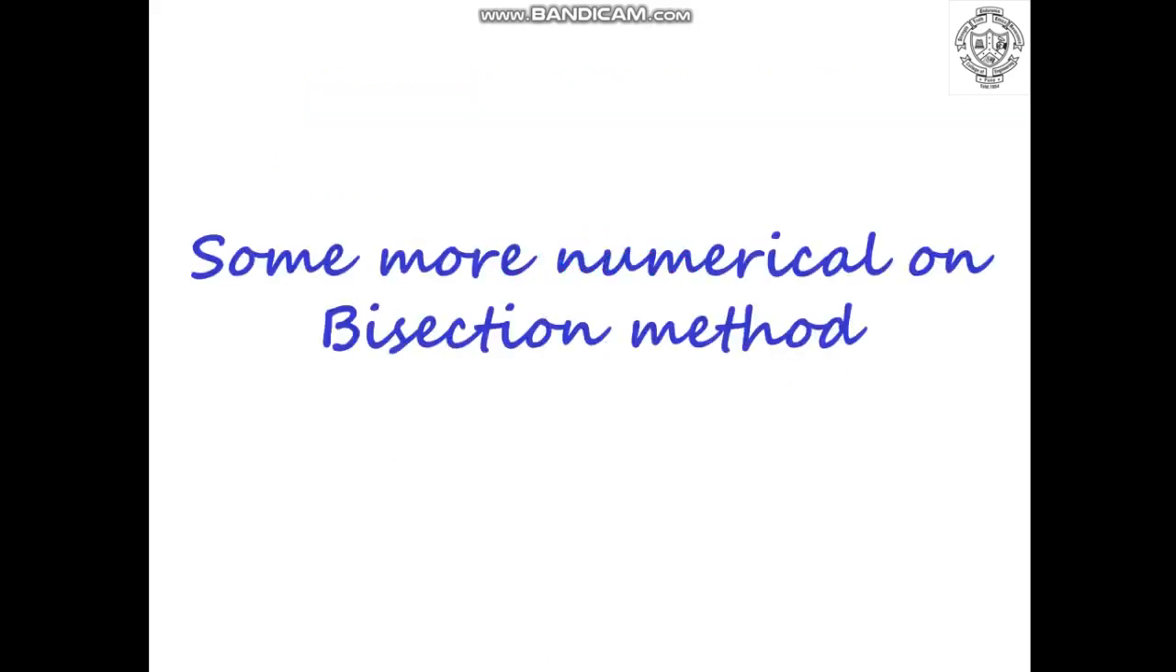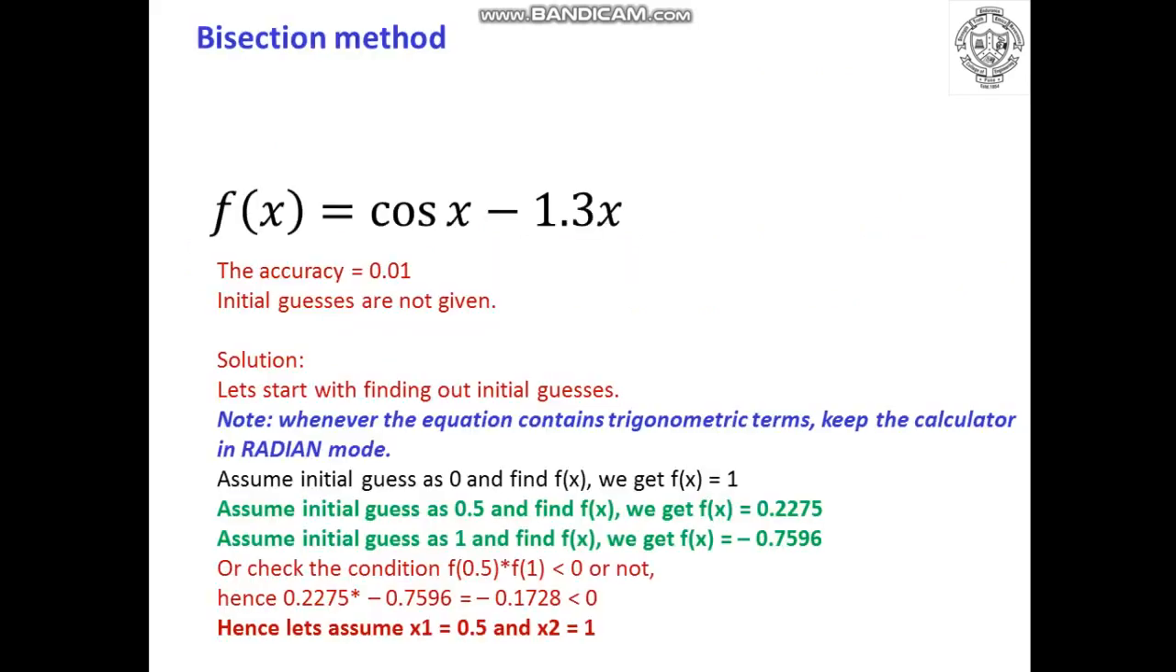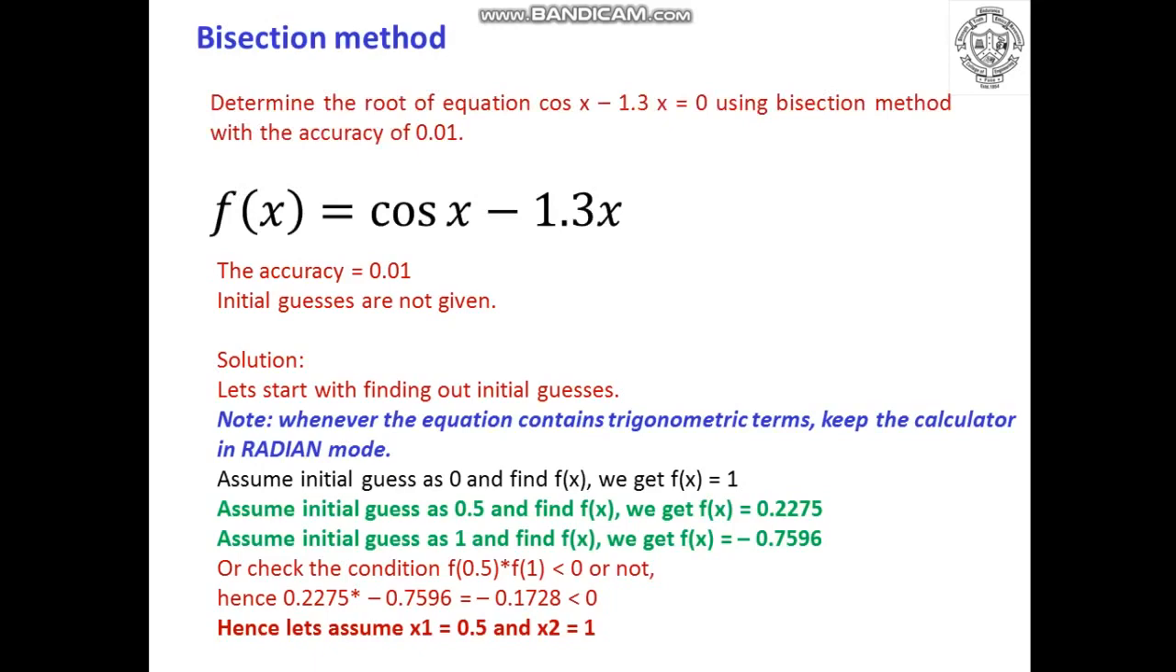Now let us see some more numericals on bisection method which we have studied in the previous session. So let us consider the example where we have to determine the root of equation cos x minus 1.3x is equal to 0 using bisection method with the accuracy of 0.01.